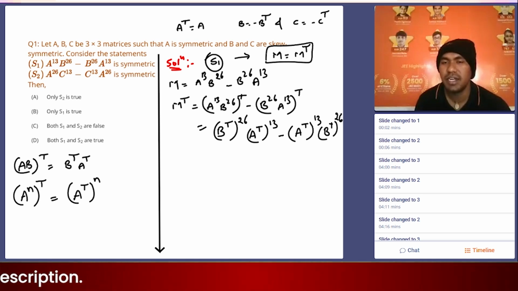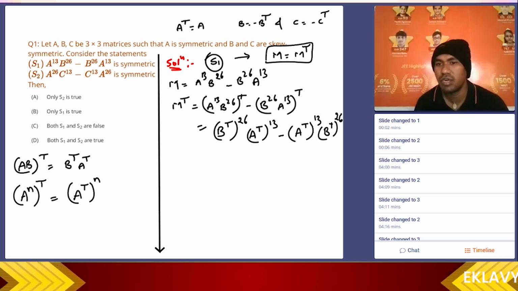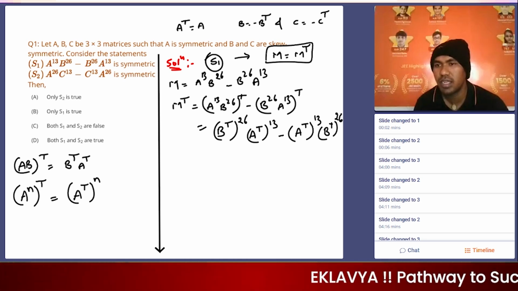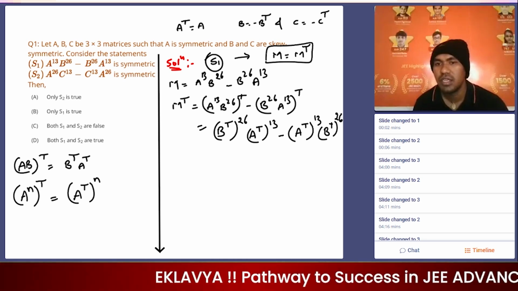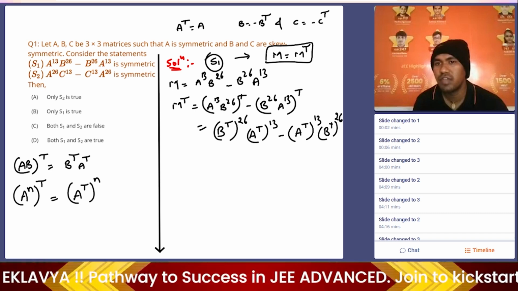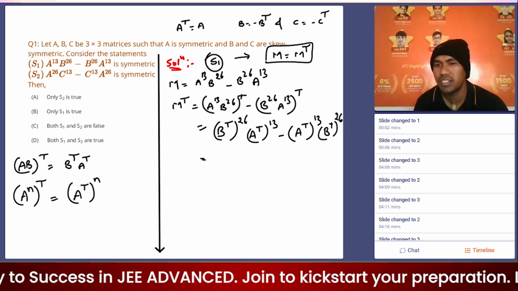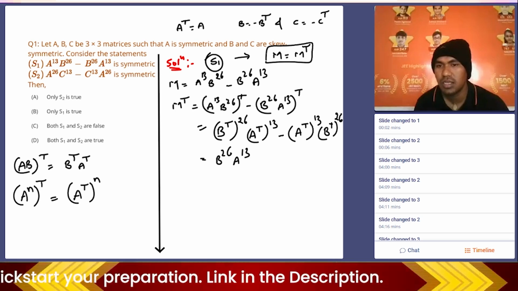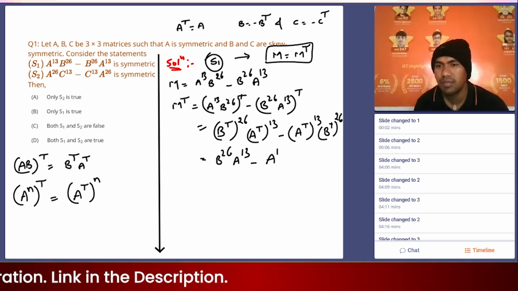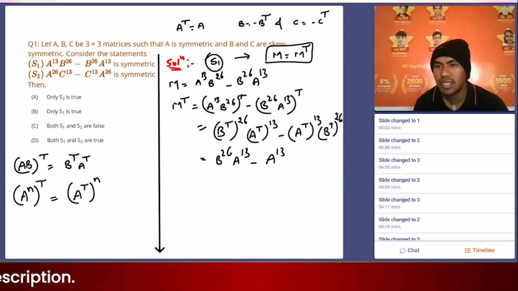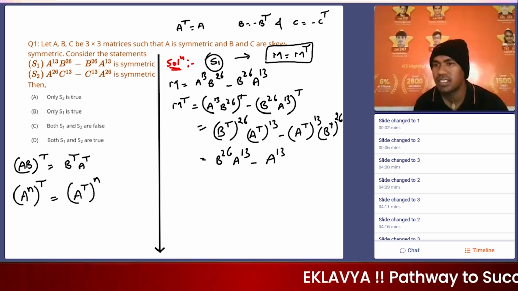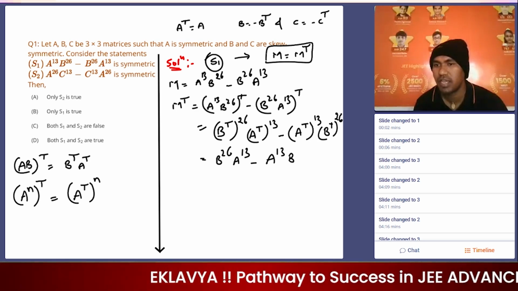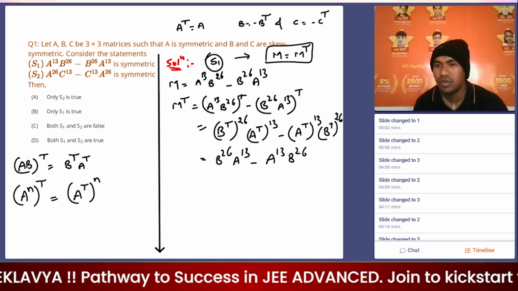Now you see A transpose is equal to A only, so in place of A transpose I can write A. In place of B transpose what can we write? Minus B. So (minus B) power 26 will become B power 26, and it will be A power 13, minus A power 13, and B transpose is equal to minus B with power 26, an even number, it will become positive again, right? So B power 26.